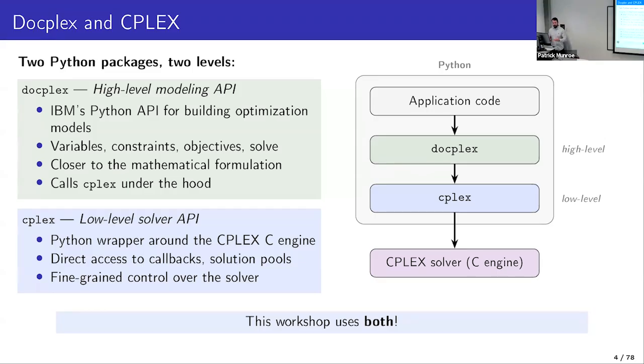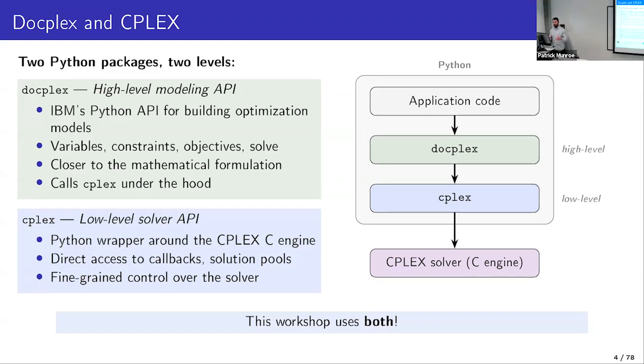So it's easier in a sense. It makes modeling the problem easier than if you have just a function with a bunch of different parameters that you have to know exactly how the parameters work. So this is DOcplex. Think of it as closer to the mathematical formulation, closer to the math.